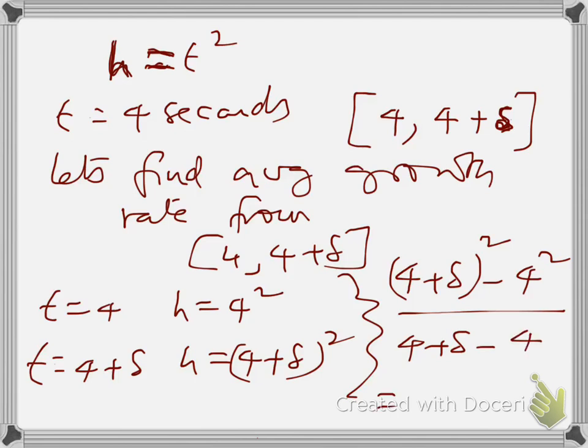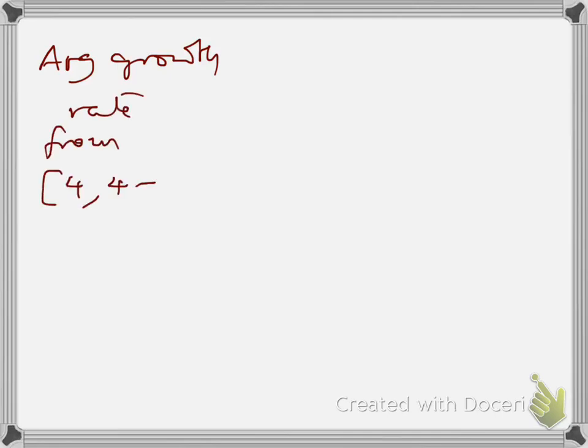In the numerator there is a square minus b square format. You can use a plus b into a minus b. If you do a plus b, it will be 8 plus delta. A minus b cancels with the denominator, so you are getting 8 plus delta. So see the beauty of this. The average growth rate from 4 to 4 plus delta is coming out to be 8 plus delta.